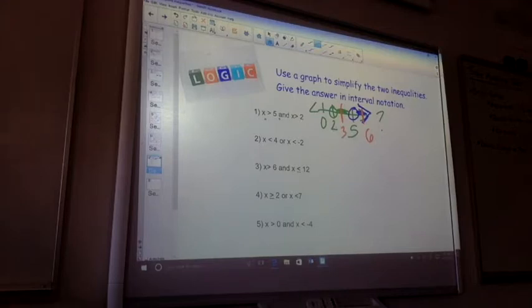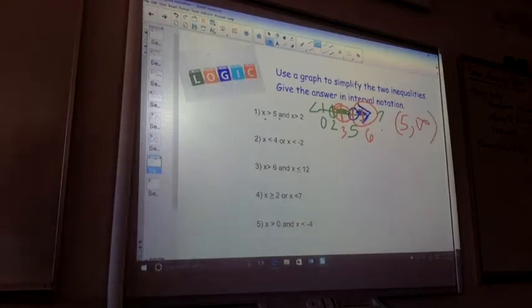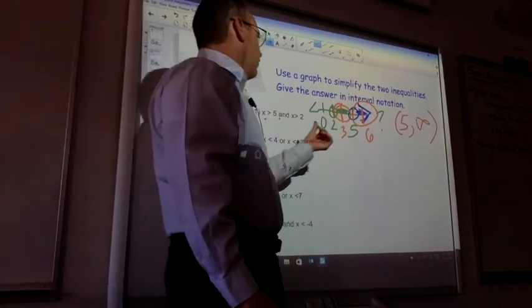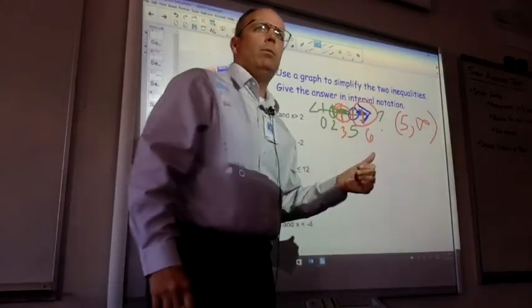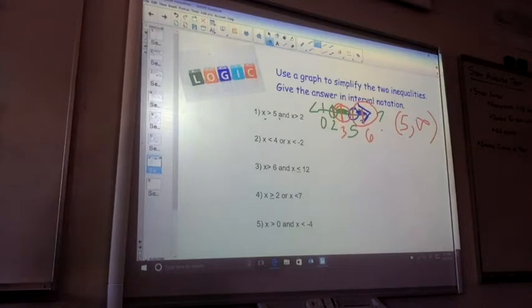Let's pick a value here. Pick like 3. Is 3 greater than 5? No. Is 3 greater than 2? Yes. But it's an and. They both have to work. So our solution to this problem cannot include this region. It can include this region here. So I'm going to go from 5, rounded bracket, to infinity. I can't include the 3 and the 4 because the 3 and the 4 don't work on part of the problem. You have to find where the region will work.